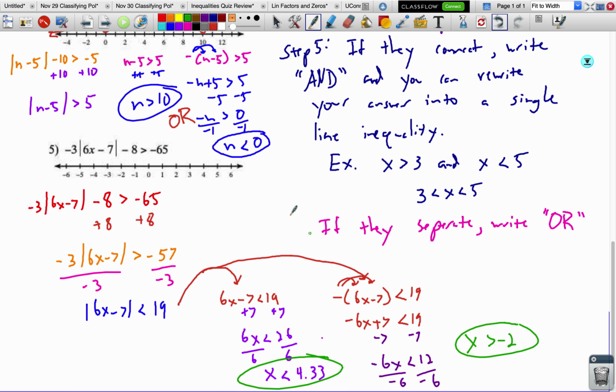Not sure if I should put the word "and" or "or" until I go to the number line. Open circle at 4.333, arrow going to the left. Open circle at negative 2, arrow going to the right. They do connect up, so this was an "and" type compound inequality all along.